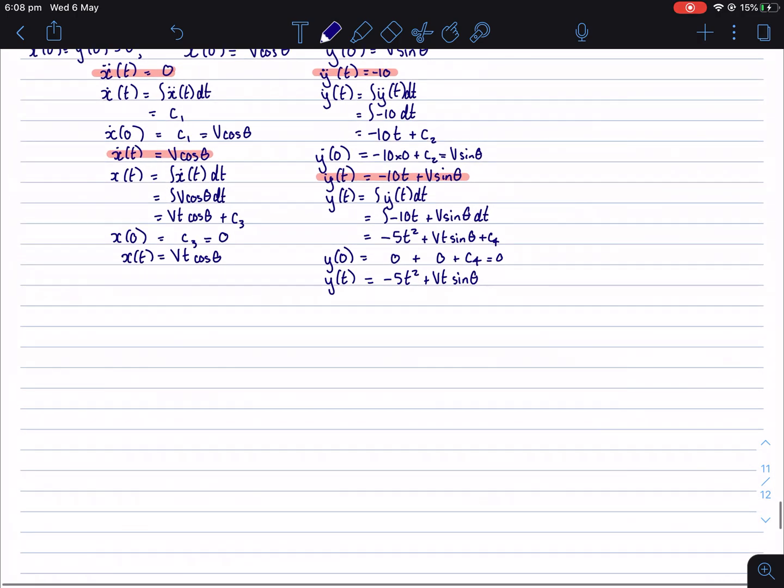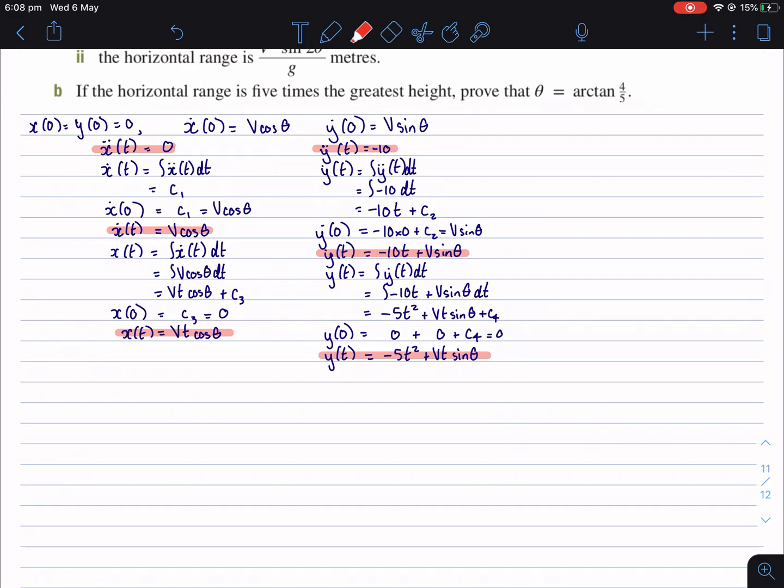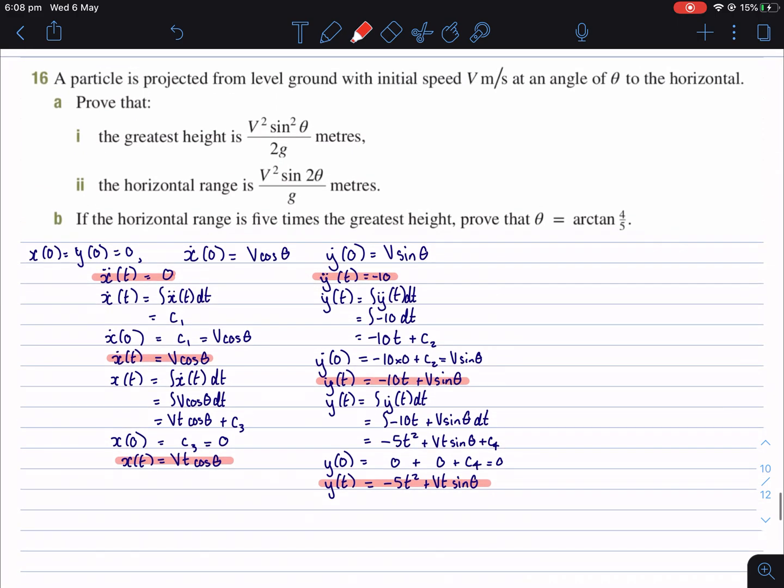Okay. That's the first step of every single question we do, and you're going to have to show that in an exam. Now we can get to proving stuff. So the greatest height is when we go up and then start going down. So it's when y dot is 0.